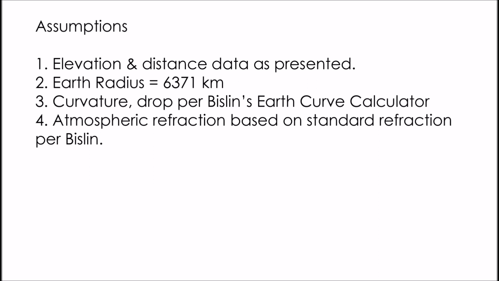Second assumption, the radius of the Earth, I'm using an average radius of 6371 kilometers. Third assumption, curvature, drop calculations. Instead of doing them all myself from scratch, I am relying on Walter Bisslin's Earth Curve Calculator. And 4, atmospheric refraction is based on standard refraction per Bisslin. Now those are assumptions that are relevant to the models on a globe Earth. In addition, we have some assumptions related to the flat Earth model I will also be looking at.